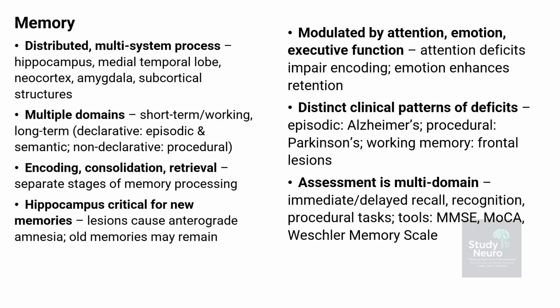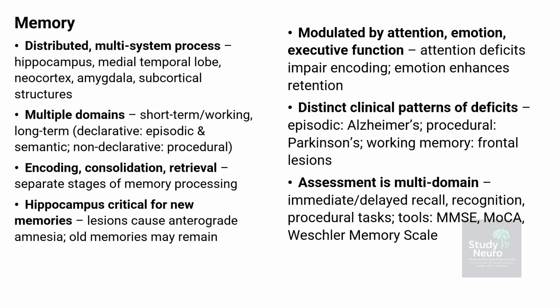Memory is a complex process that involves multiple brain regions, including the hippocampus, medial temporal lobe, neocortex, amygdala, and subcortical structures. It isn't just one ability. It spans several domains, from short-term and working memory to long-term memory, which includes both declarative memories like facts and personal experiences and non-declarative or procedural memories, such as learned skills. Memory happens in stages, encoding new information, consolidating it into long-term storage, and retrieving it when needed.